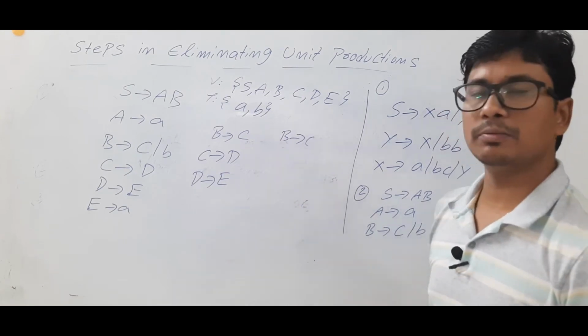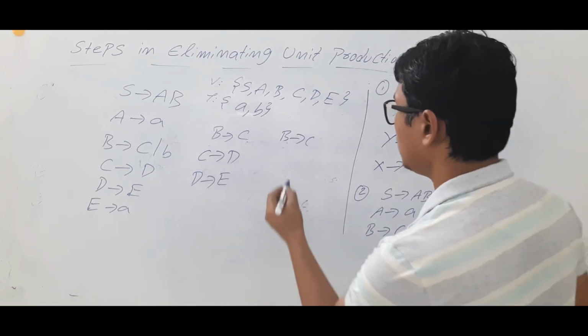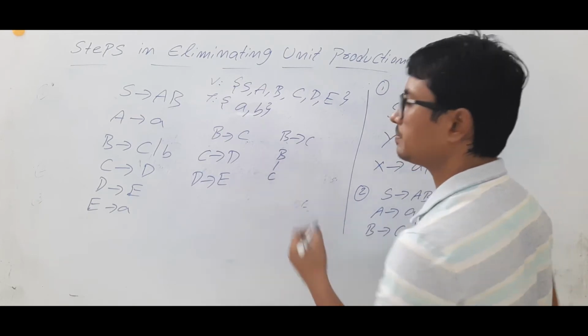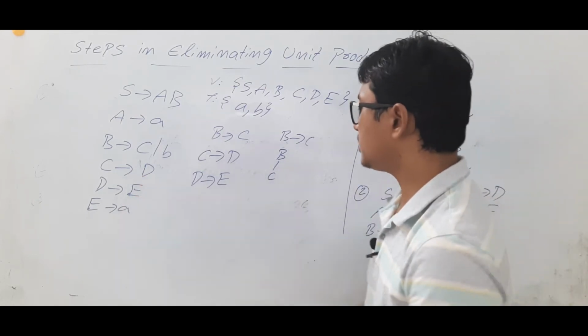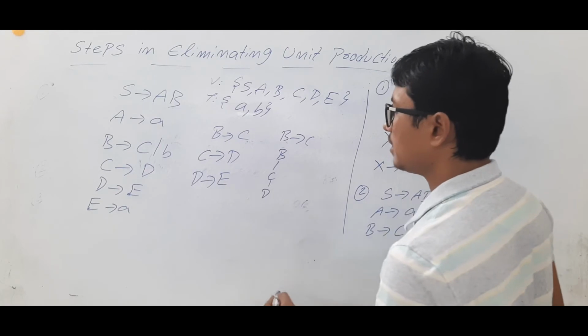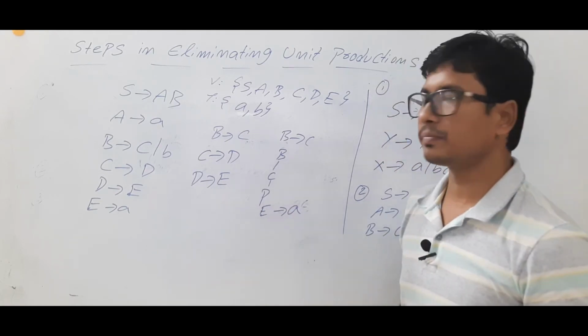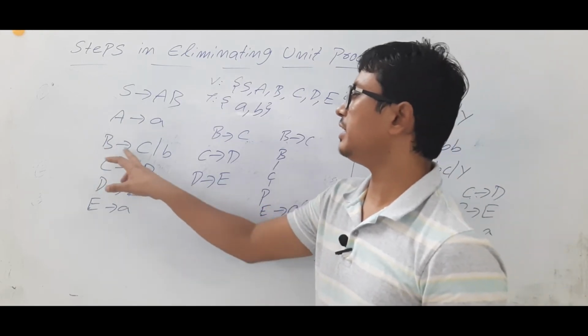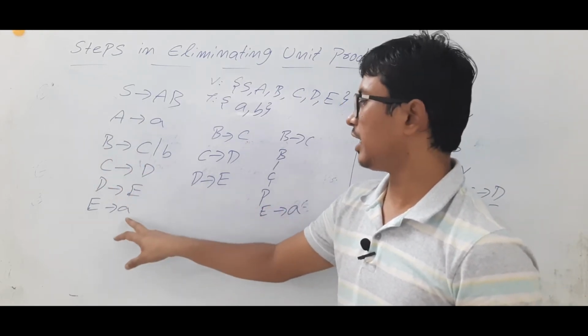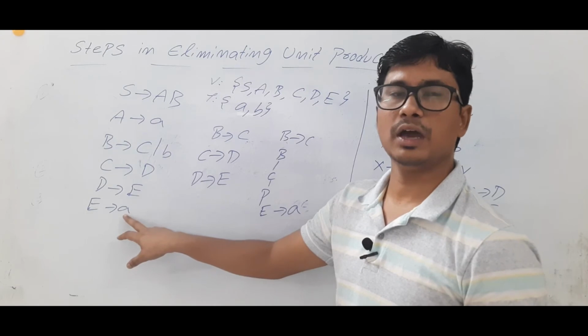When can I eliminate B determines C? If you see that B is able to generate C, C is able to generate D, D is able to generate E, and E is able to generate A. So if I eliminate B determines C, then I will lose the A here. Am I right or wrong?